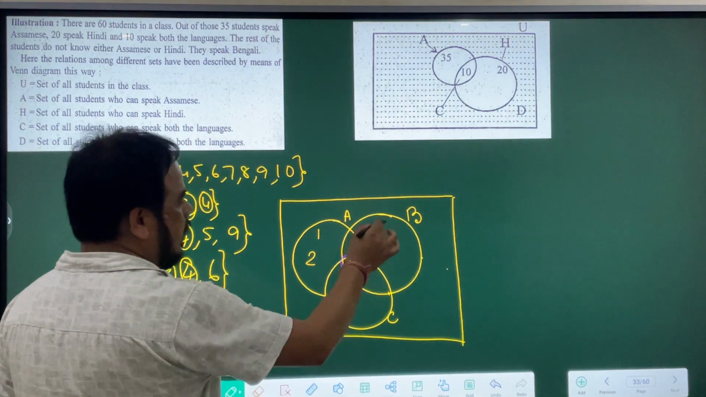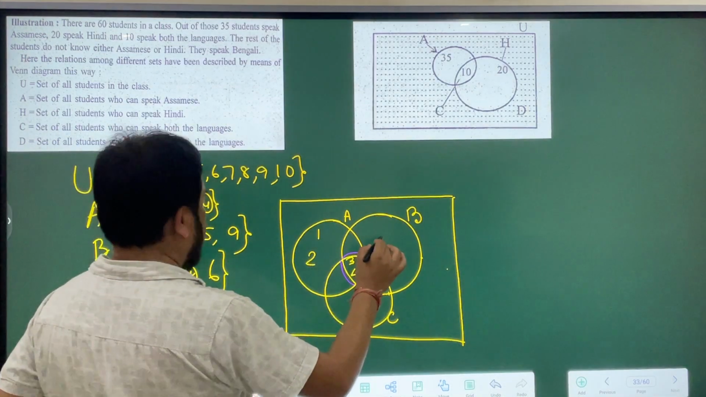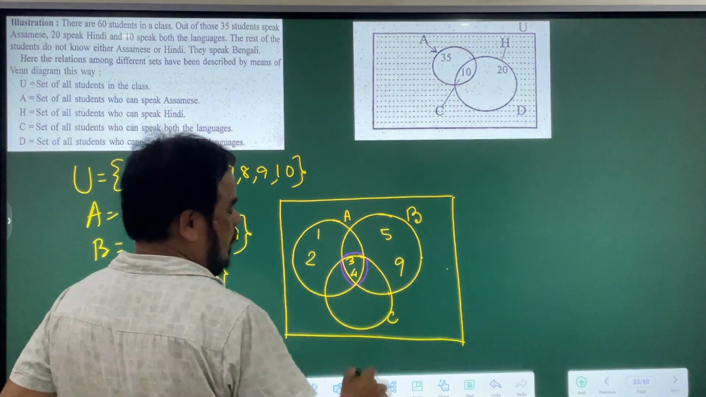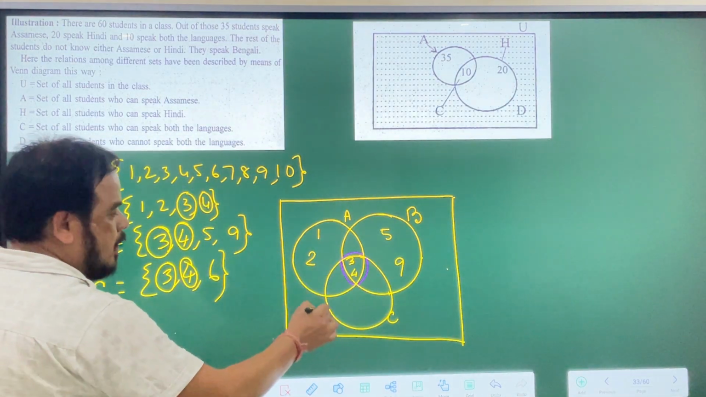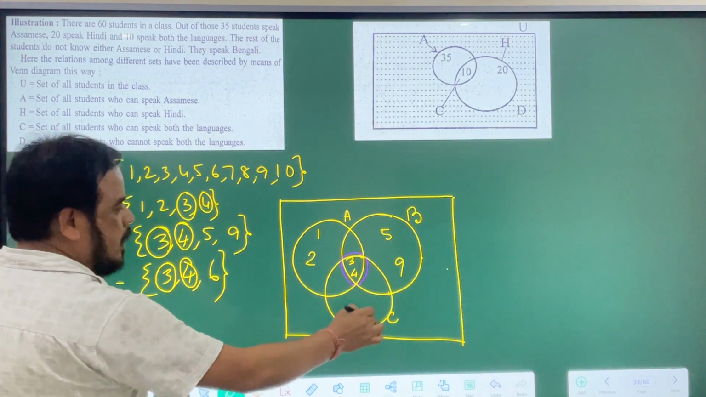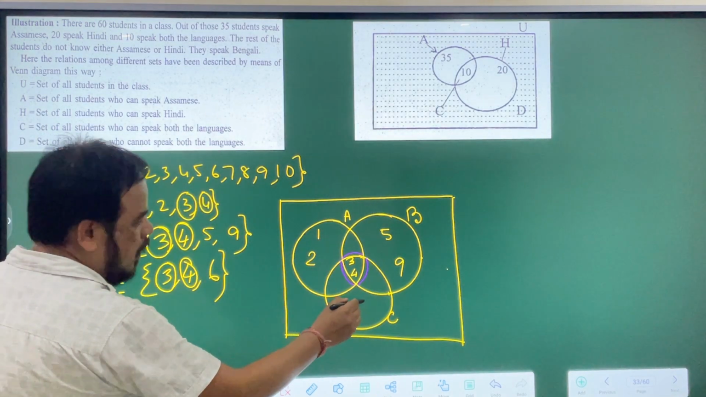Okay. Inside this circle, 3 and 4 are already present. Only 5 and 9 we have to write. Now C. This is the circle for C. Inside this circle only 2 elements are there: 3, 4. So we will write 6 here.